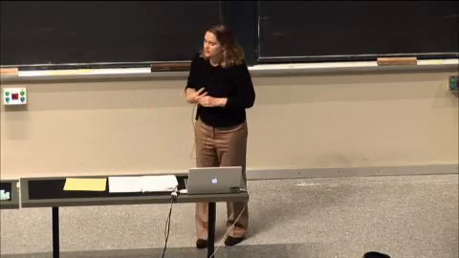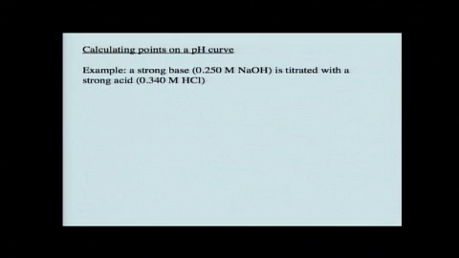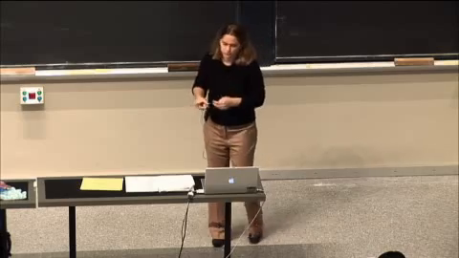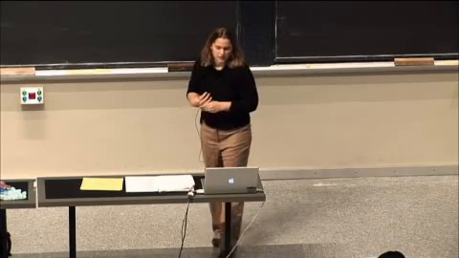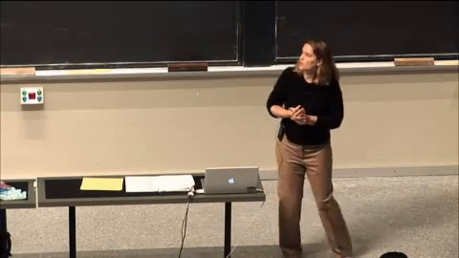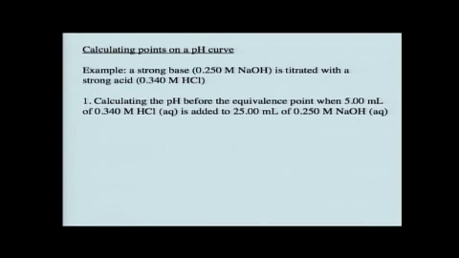So let's do an example. We're going to have a strong base being titrated with a strong acid first. And our strong base is NaOH, and our strong acid is HCl. So let's calculate the pH at the equivalence point. Well, let's just calculate the pH at 5 mL. I don't know whether it's the equivalence point, actually.